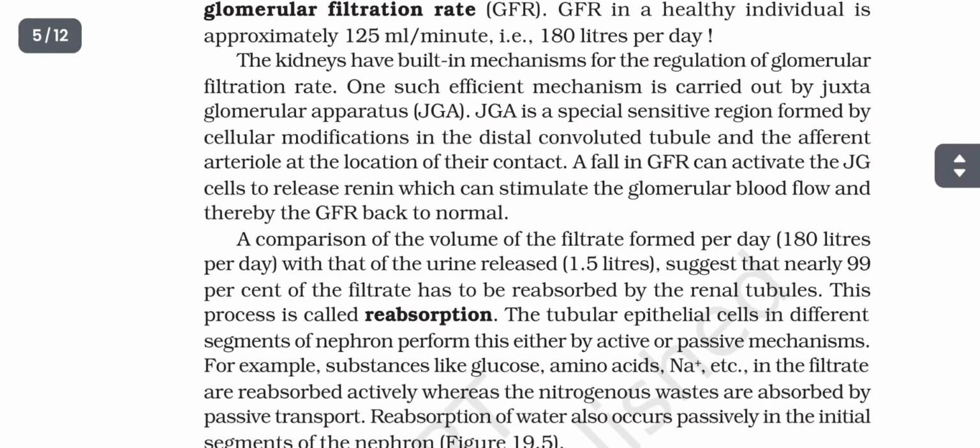The kidneys have a built-in mechanism for the regulation of glomerular filtration rate. One such efficient mechanism is carried out by the juxtaglomerular apparatus. JGA is a special sensitive region formed by cellular modifications in the distal convoluted tubule and the afferent arteriole at the location of their contact. A fall in GFR can activate the JG cells to release renin, which can stimulate the glomerular blood flow and thereby bring the GFR back to normal.